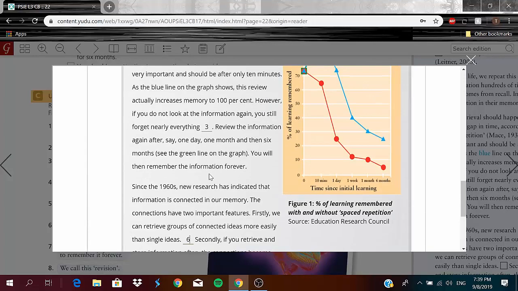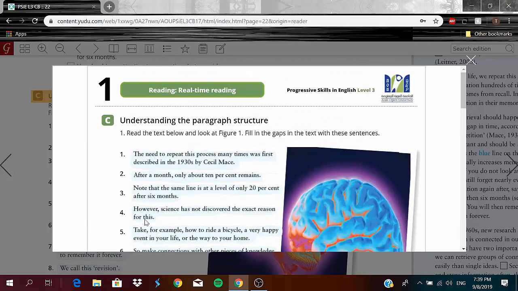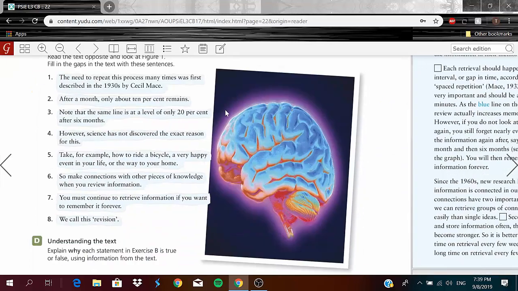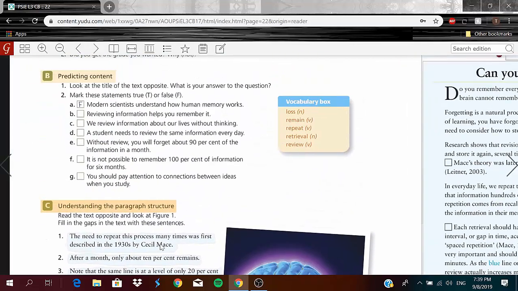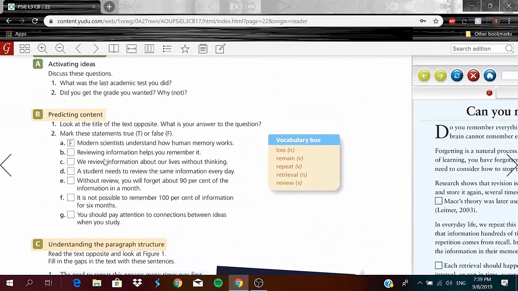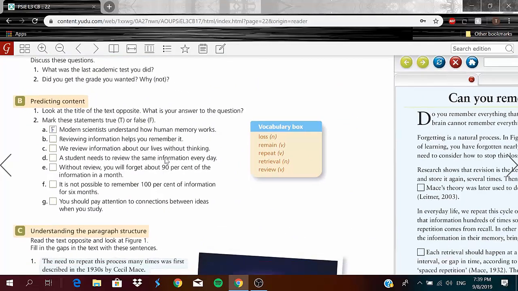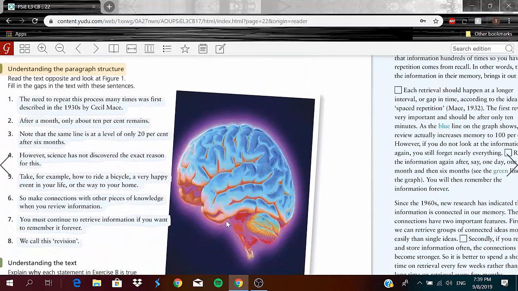Okay? So that was exercise C, pretty hefty one. So that was understanding the paragraph structure. So what do we have after that? We have understanding the text. Explain why each statement in exercise B is true or false using information from the text. Obviously, we did this, like I told you guys, and that is why I said the why and explained these statements in exercise B. So now let's move to the next page.